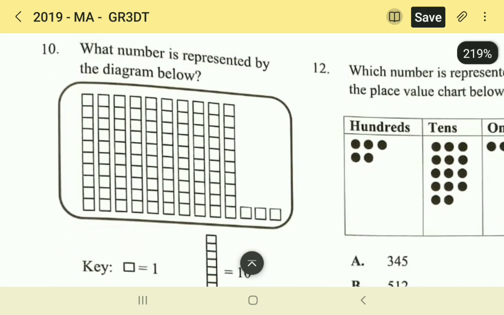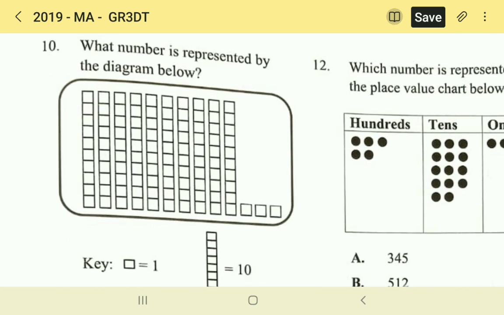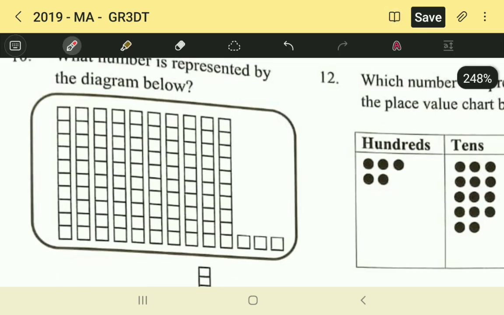What number is represented by the diagram below? So let's go. We can see that these are tens. 1, 2, 3, 4, 5, 6, 7, 8, 9, 10. So there are 10 blocks on these. So let's go by 10. 10, 20, 30, 40, 50, 60, 70, 80, 90, 100, and 1, 2, 3.